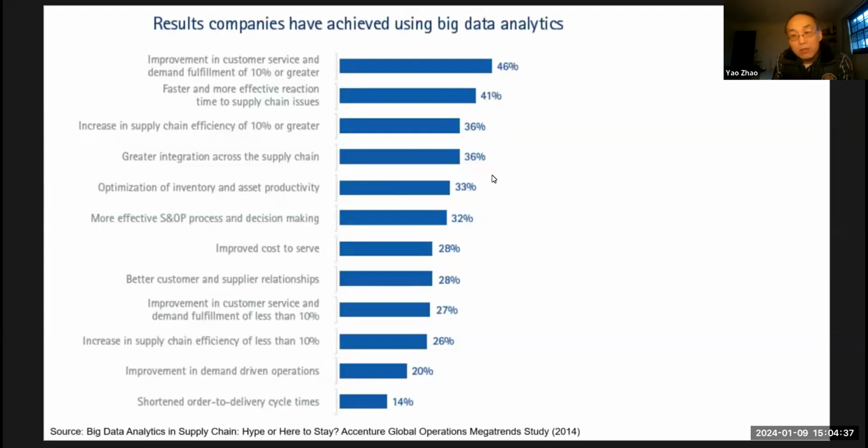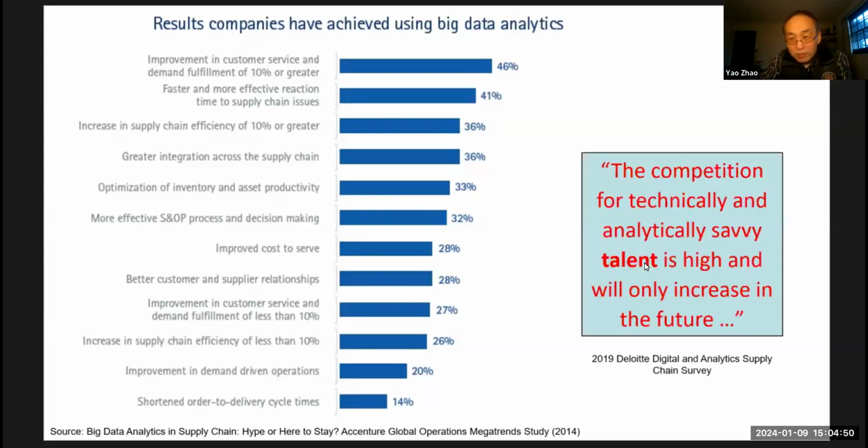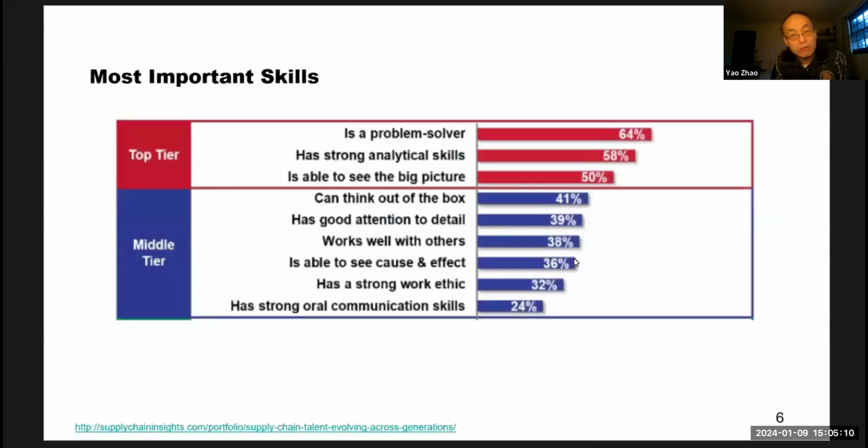Just imagine you get the COVID-19 onset information 2 weeks ahead of your competitors, and greater integration and coordination of supply chains. A more recent report by Deloitte showed a huge return on investment of supply chain analytics and predicted that the competition for technically and analytically savvy talent is high and will only increase in the future. So this presents a question for us, professors or educators.